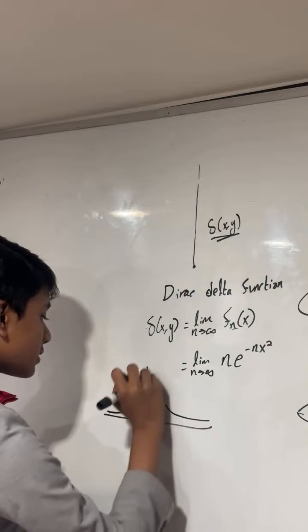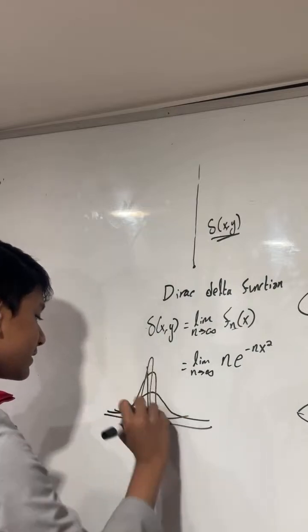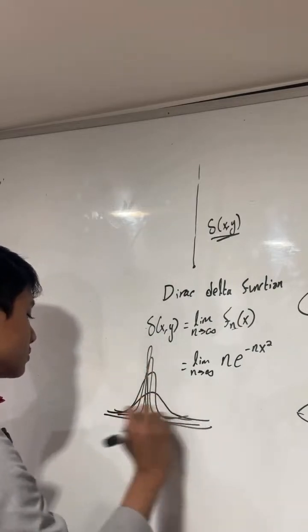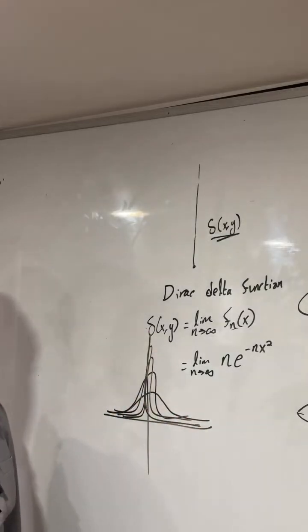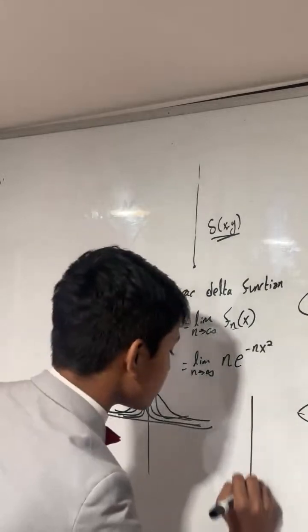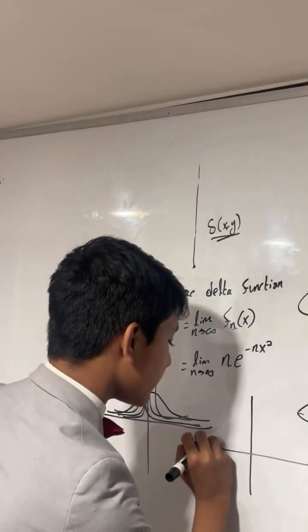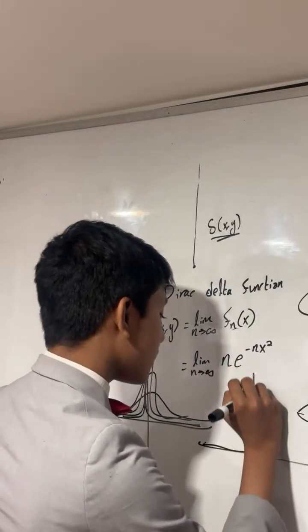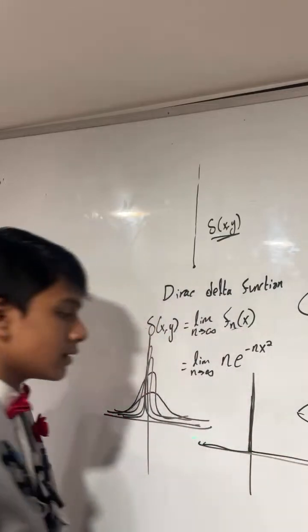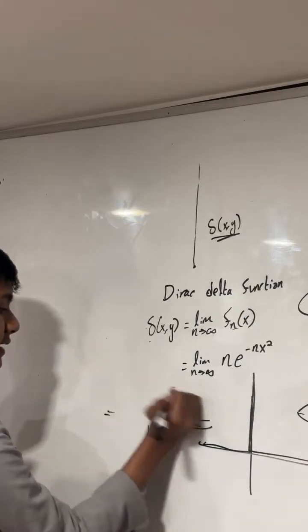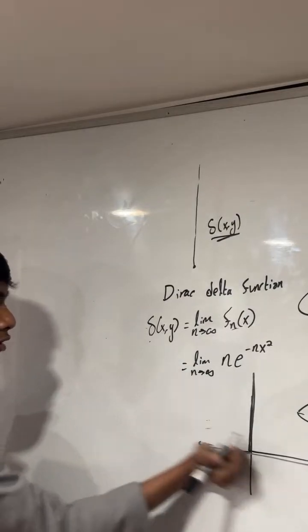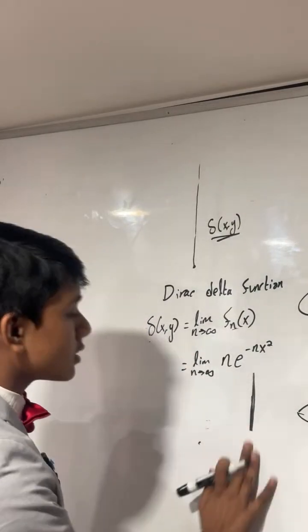Something like this, getting thinner and taller over and over and over again, until eventually a visualization of it might look like this. So that's what the delta function is, essentially. Big spike at zero, zero everywhere else.